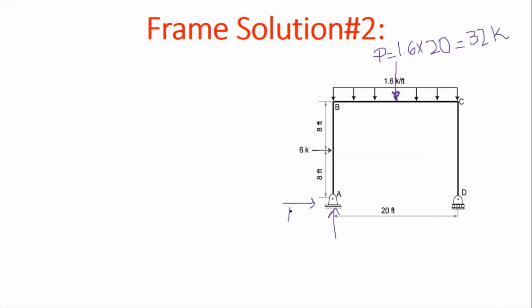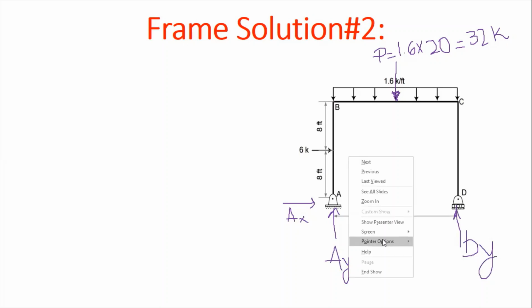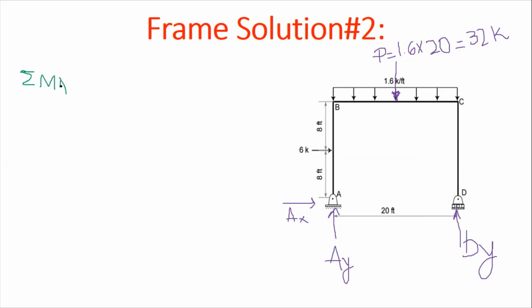So it's done. Now what we have to do, we have to recognize how many support reactions we have to find out. So here is the hinge support, so we have to find out AX and AY. And at the roller support we have to find only DY. So again we are going to sum up moments at point A, as we did earlier in the question.